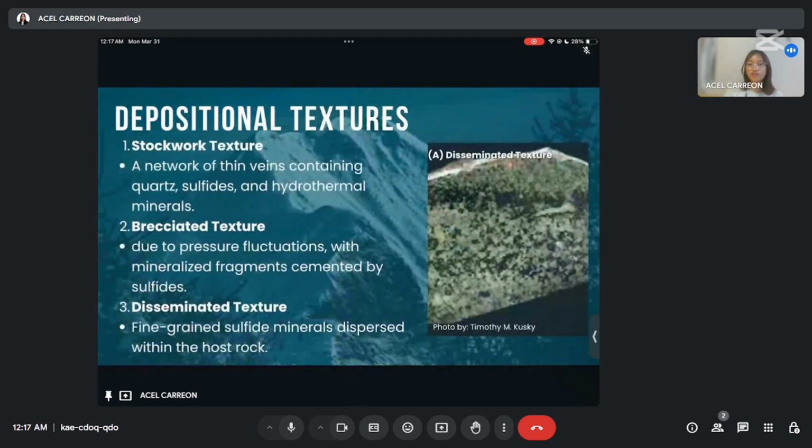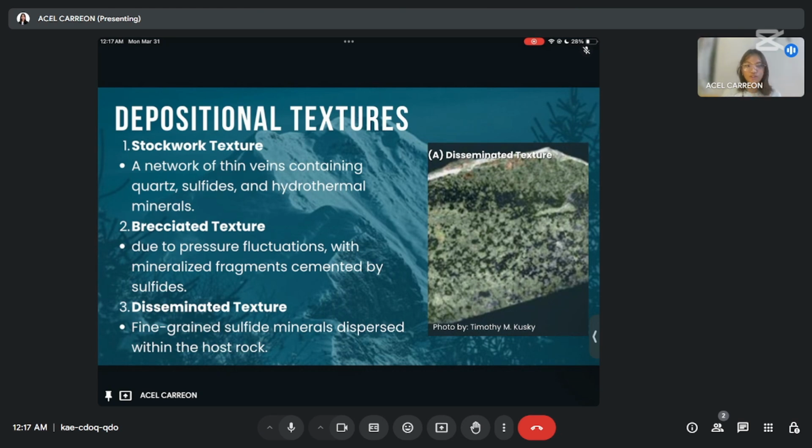The common depositional textures include the stockwork texture, which is a complex system of structurally controlled or randomly oriented veins. And these stockworks are common in many ore deposit types and in gray sands, like what was discussed earlier. They are also referred to as stringer zones. Again, it is a network of thin veins containing quartz, sulfides, and hydrothermal minerals.